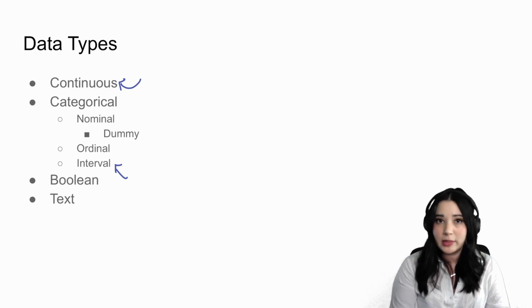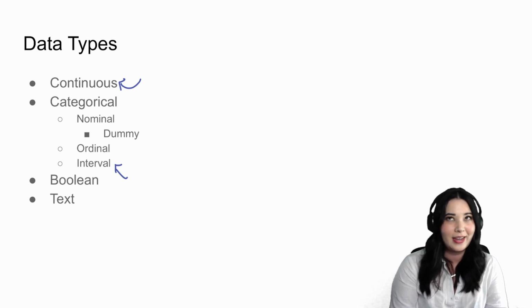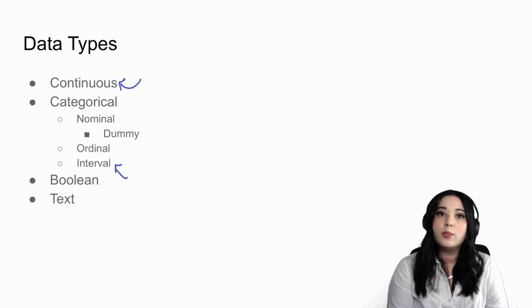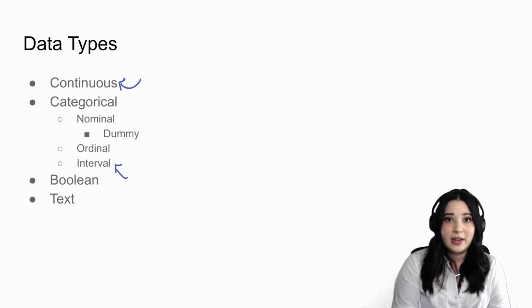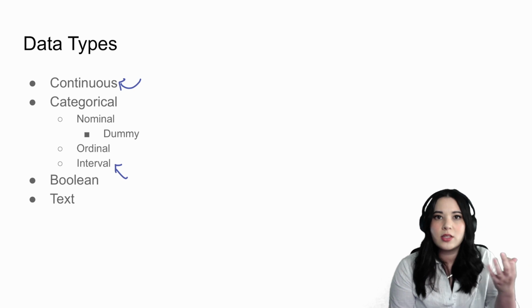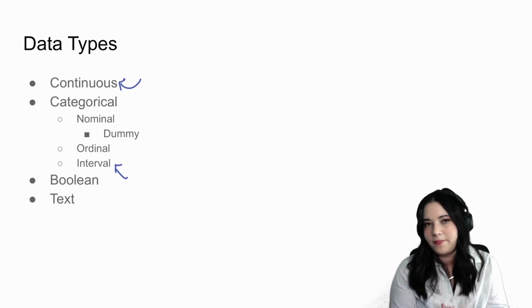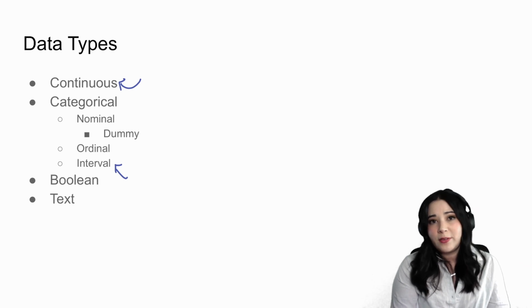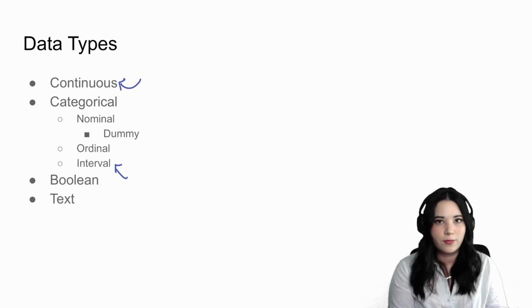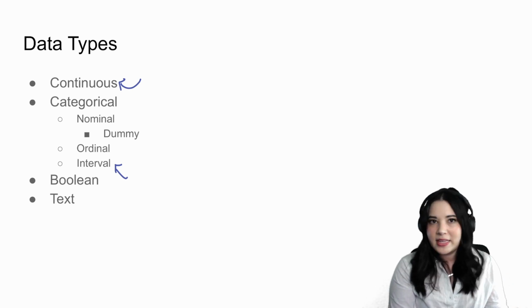Next, let's talk about Boolean data, which is actually kind of categorical as well. Boolean data is sort of like dummy data where it's either yes or no. You're registered to vote, you're not. You're married, you're not. Boolean data, though, specifically is just a true or a false value, whereas dummy variables are zeros and ones. Basically the same thing, but slightly different.